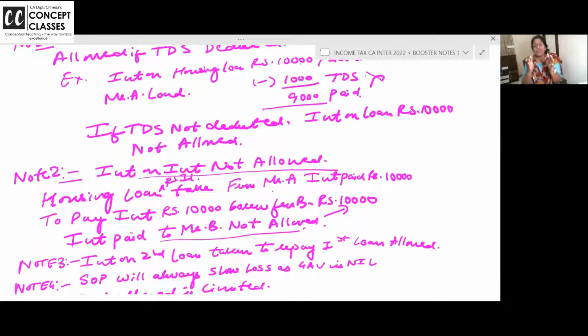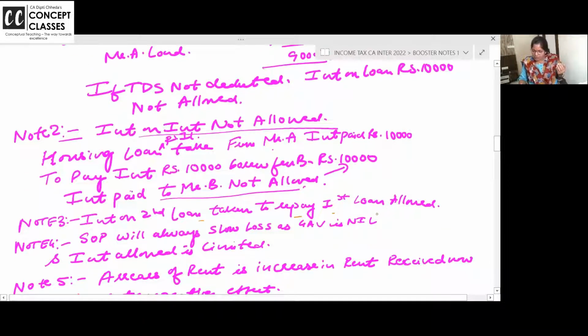And if you have taken a loan from A and then you took a loan from B to repay the loan of A, so now B's loan, the second loan, has taken the place of the housing loan. And the first loan, A's loan, is gone. So now tell me, will interest on B's loan be allowed? Yes. Interest on the second loan taken is allowed. See, but interest on interest is not allowed.